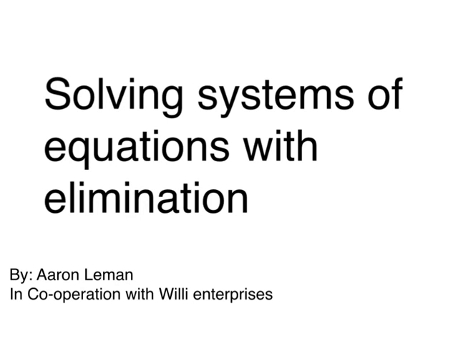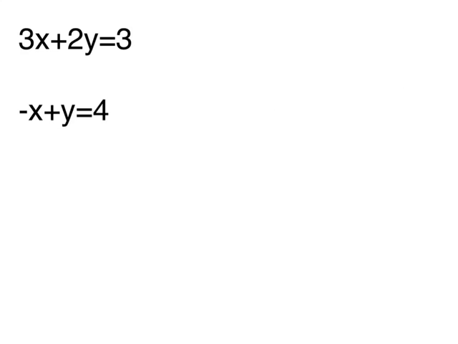Welcome to today's lesson of math with Aaron Lehman, and today we'll be looking at solving systems of equations with elimination. So first off today we'll be looking at two simpler equations that we will be trying to solve with the process of elimination. Now if you look right now at these equations, we have 3x plus 2y equals 3 and negative x plus y equals 4.